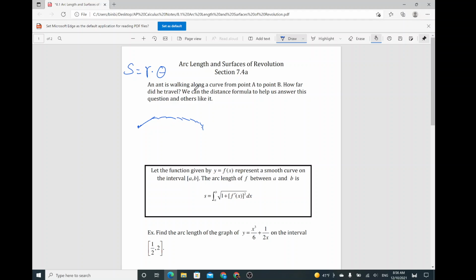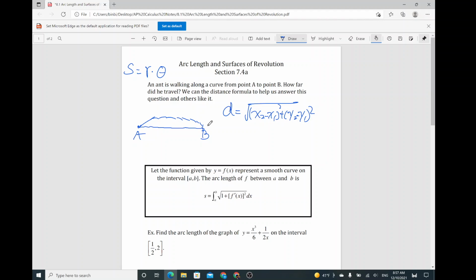We can use the distance formula to find out. The distance formula, which is based on geometry, is the square root of (x2 minus x1) quantity squared plus (y2 minus y1) quantity squared. If it's just a linear segment, we can apply the distance formula from point A to point B.